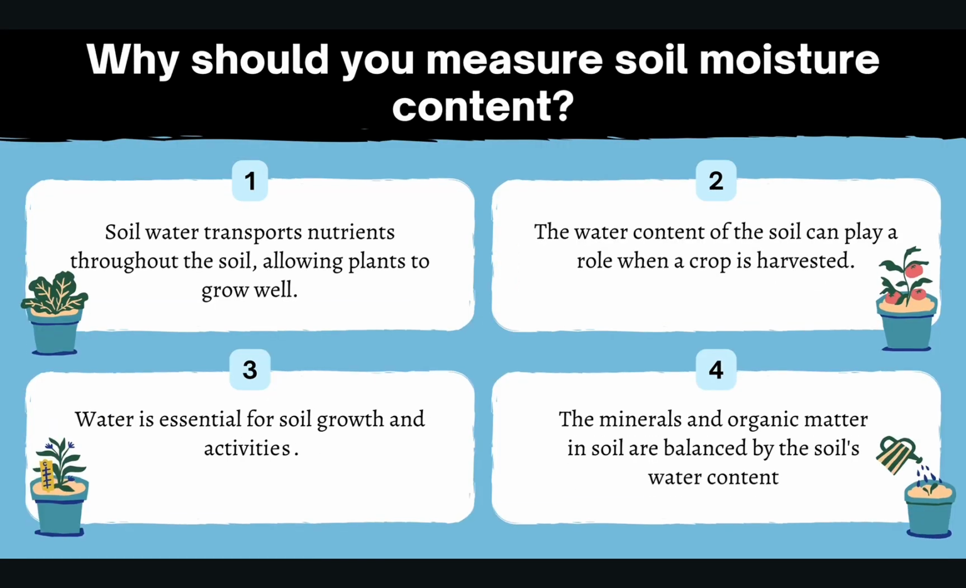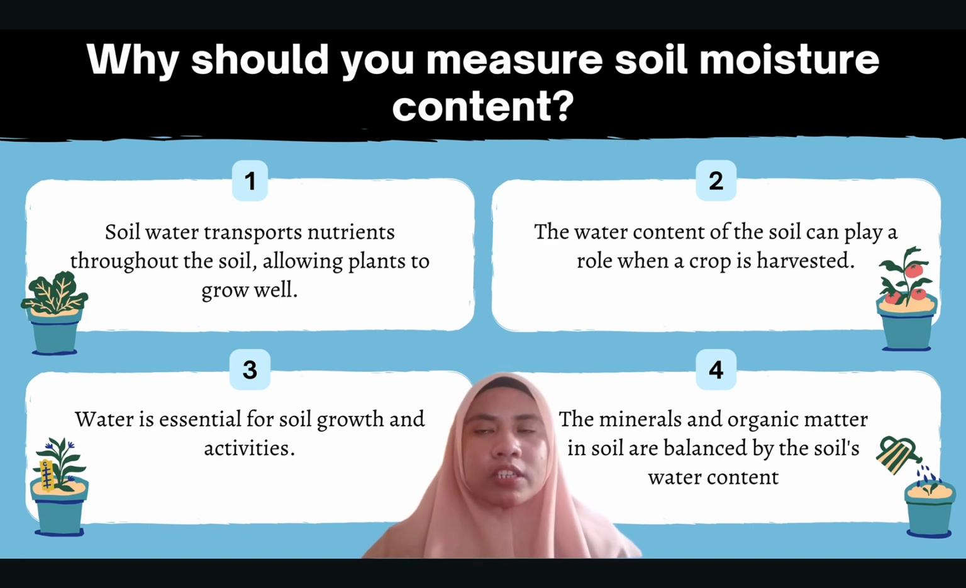So, why should you measure soil moisture content? First, it is because soil water transports nutrients throughout the soil, allowing plants to grow well. Second, the water content of the soil can play a role when a crop is harvested. Third, water is essential for soil growth and activities. Fourth, the minerals and organic matter in soil are balanced by the soil water content.